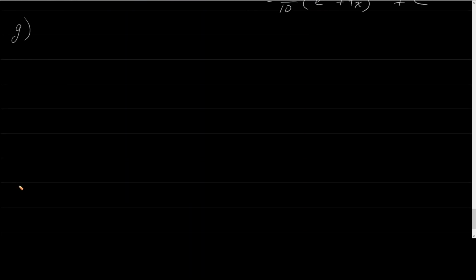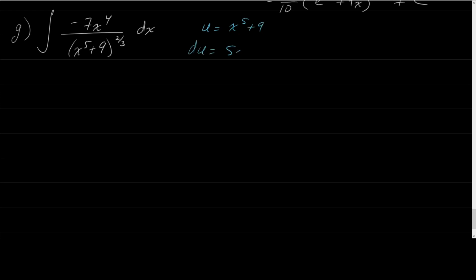So G says the integral of negative 7x to the 4th over x to the 5th plus 9 to the 2/3 dx. So again, we're doing u-substitution. I'm going to start by saying, well, let u be equal to x to the 5th plus 9. Therefore, du will be 5x to the 4th dx, which tells us really that dx is du over 5x to the 4th.